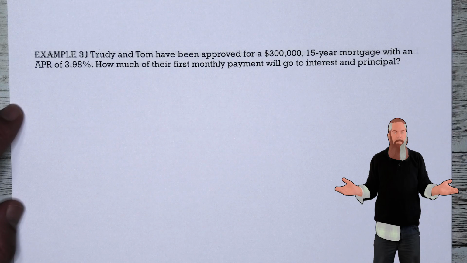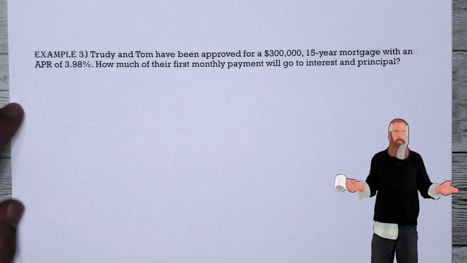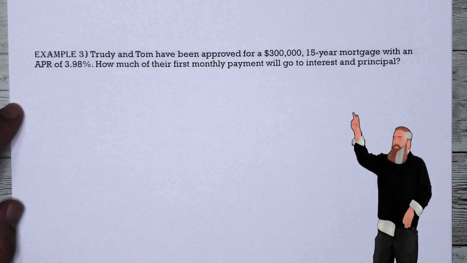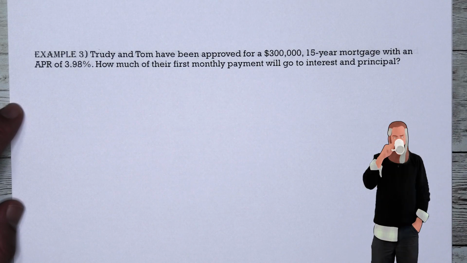At the beginning of the loan, the interest payment is high and the principal payment is low. Only toward the end of the loan does the principal payment become larger than the interest payment. To calculate each amount, you need to determine the monthly payment.